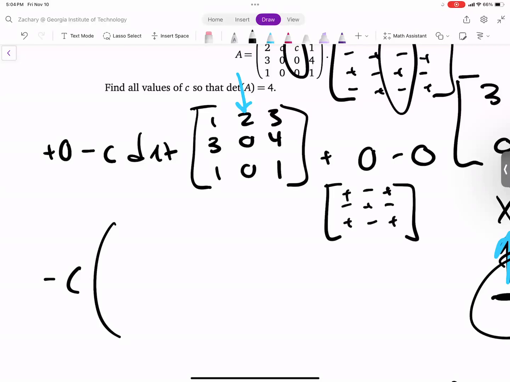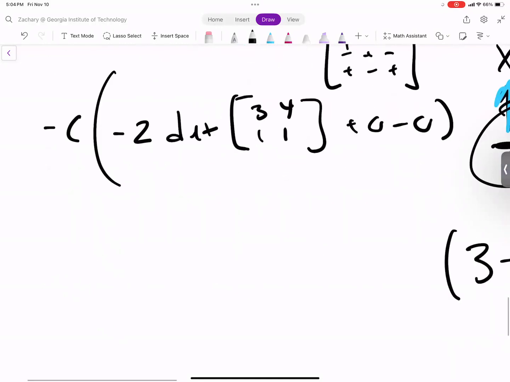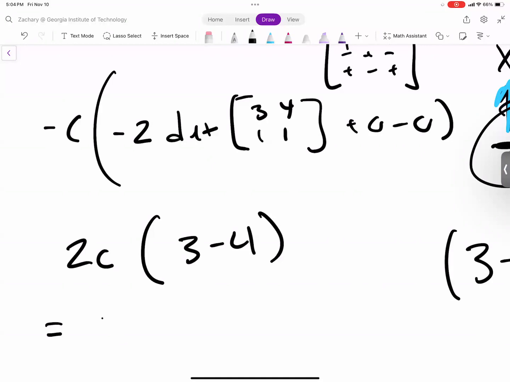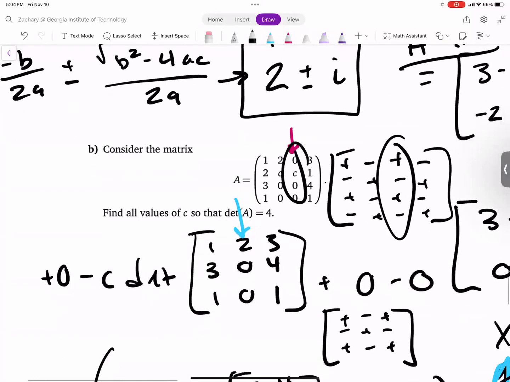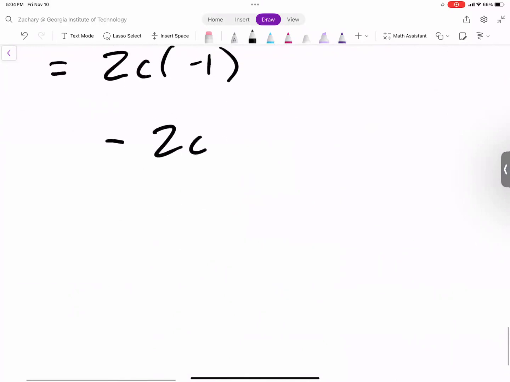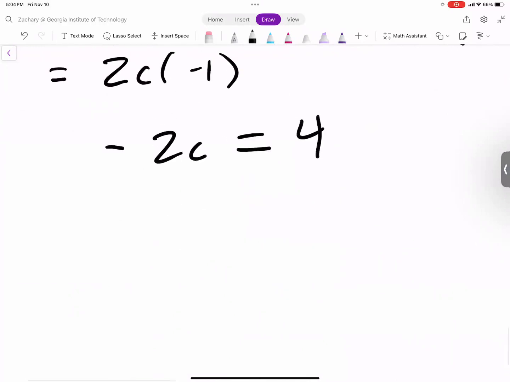Whenever you're taking a determinant, doesn't matter how many steps you go, each time you look at a new matrix, you have to draw that. It doesn't carry from the last one to the current one. So we have minus 2 times the determinant of 3, 4, 1, 1, plus 0 minus 0. So we have 2c times 3 minus 4, which is equal to 2c times negative 1, which is minus 2c. And the question asks, what values of c make it such that the determinant is equal to 4? What value of c does that? Negative 2.